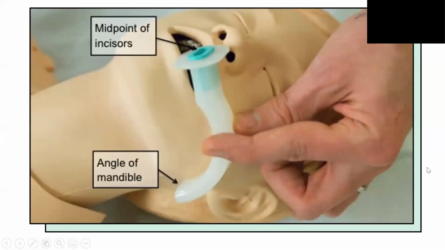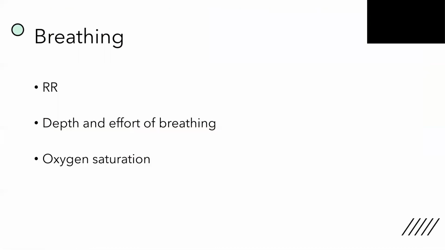Okay, so I can see some answers here. So we measure it this way, from the midpoint of the incisors to the angle of the mandible. And if it was the appropriate measurement, then we use it. But our patient did not need this airway device. Their airway was patent with just the maneuver. Next, we move on to breathing.